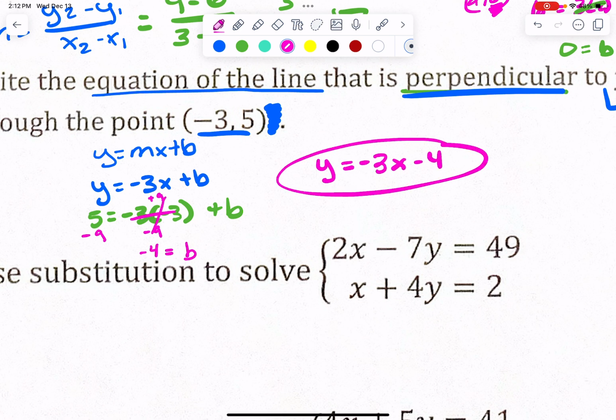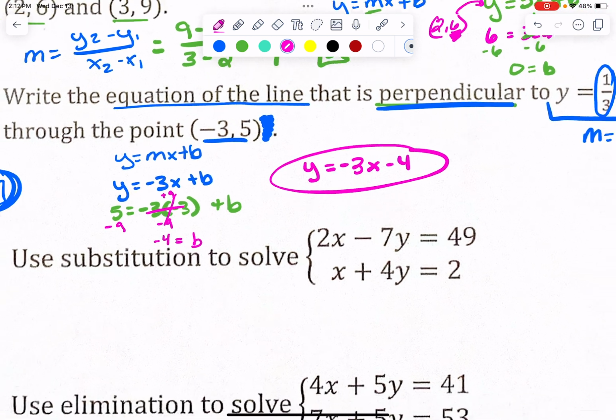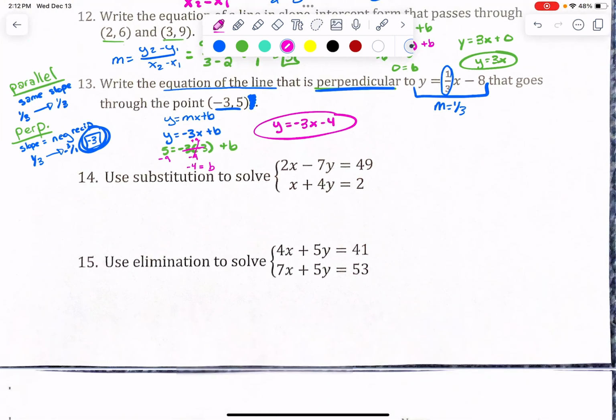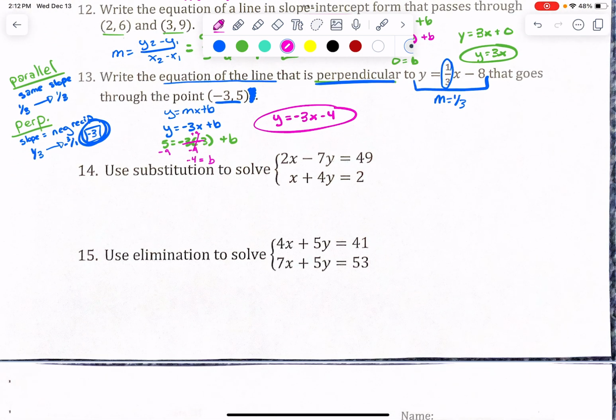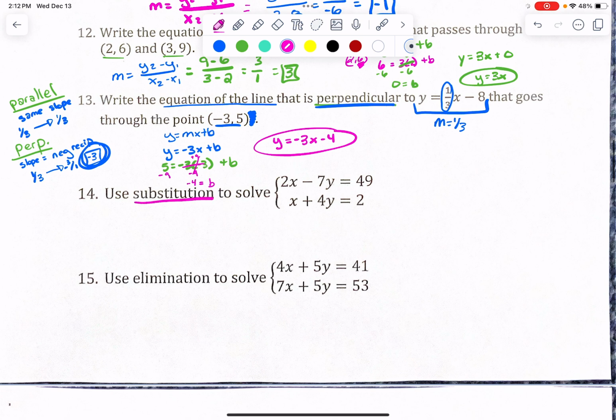And that's final answer. Okay. All right, 14 and 15 are substitution and elimination. Okay, so when you're substituting, you need to solve for one variable and then substitute it into the second equation, okay?